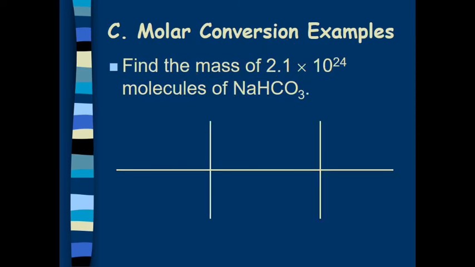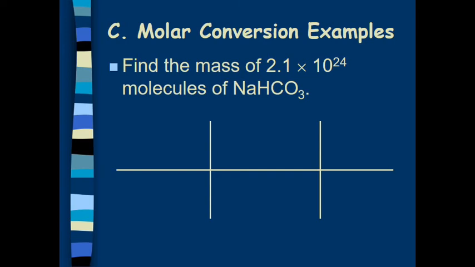And our last example, looks like they're already giving it away. Looks like it's going to be 2 steps. It says find the mass of 2.1 times 10 to the 24th molecules of baking soda. So there's the baking soda again that we looked at earlier.